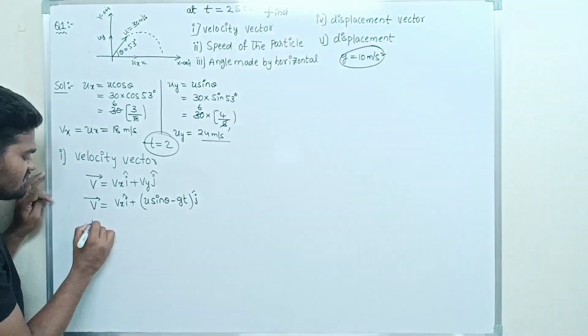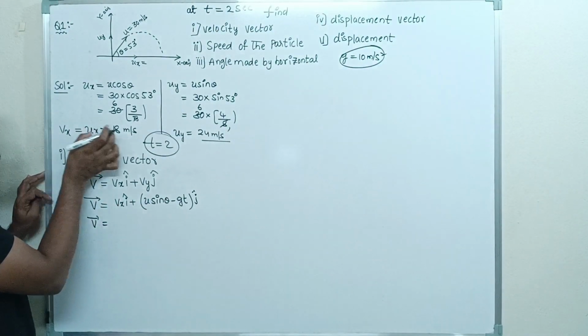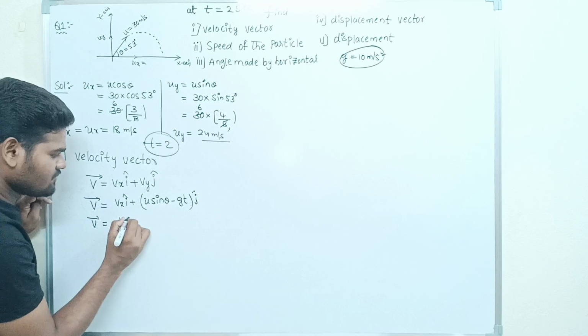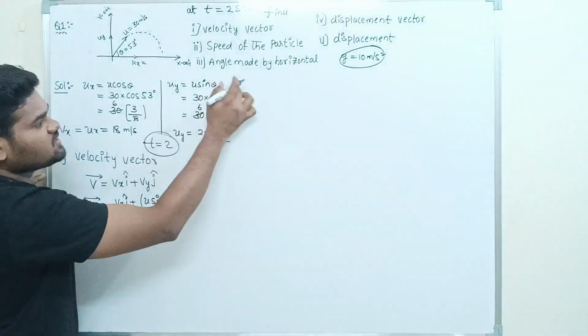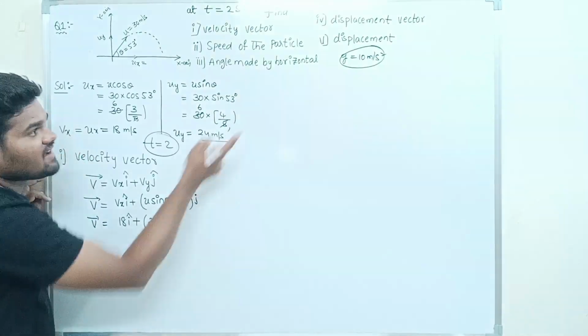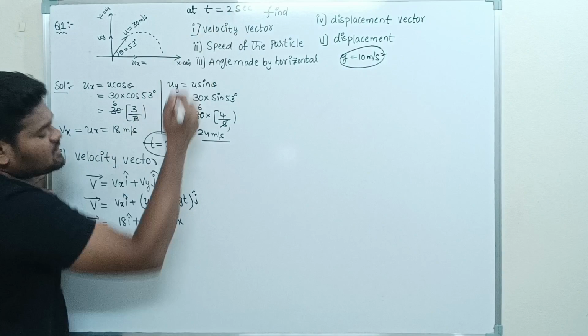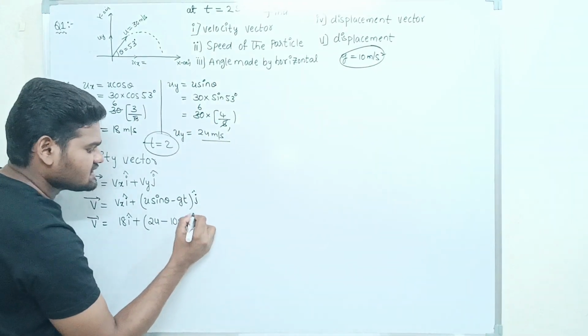J cap. So v bar is equal to the value of ux. What is that? Ux is nothing but vx, that is 18 I cap, plus the value of u sin theta. What is that? 24, minus g value, given 10, into time. So time t is equal to how much? 2 seconds. J cap. That's it.